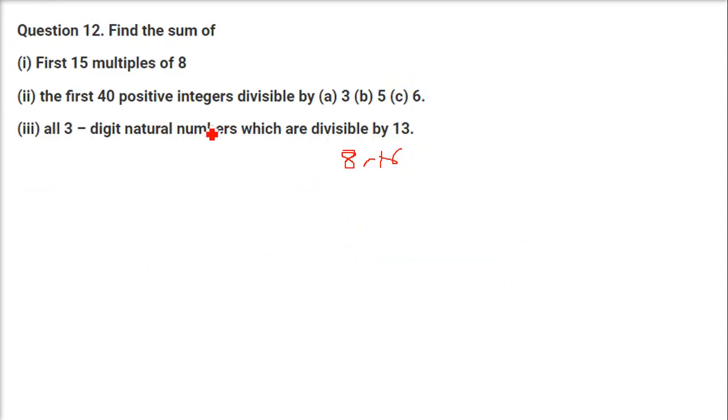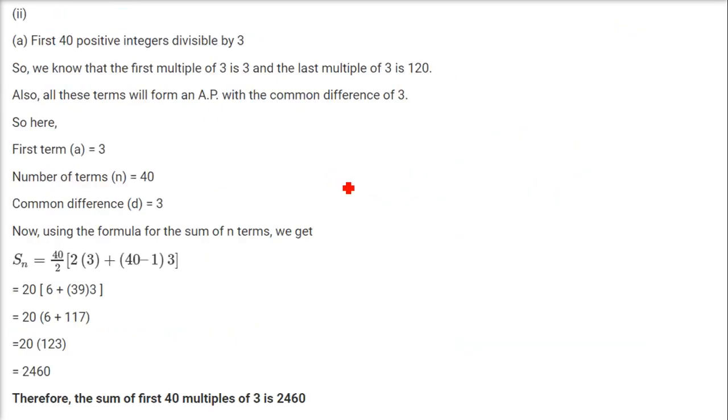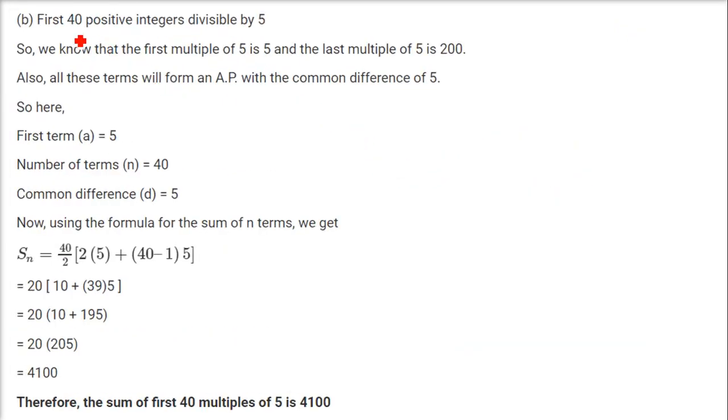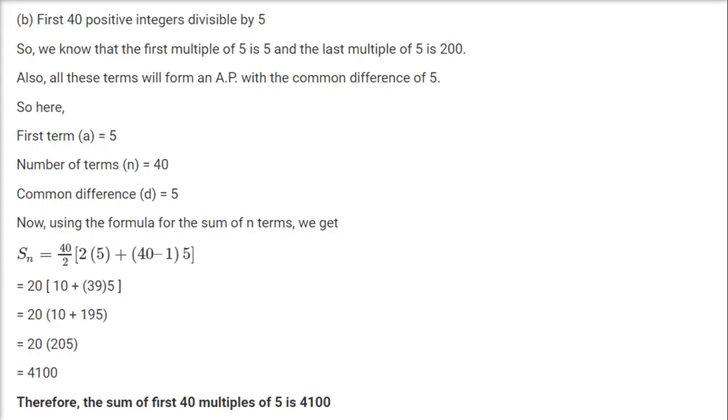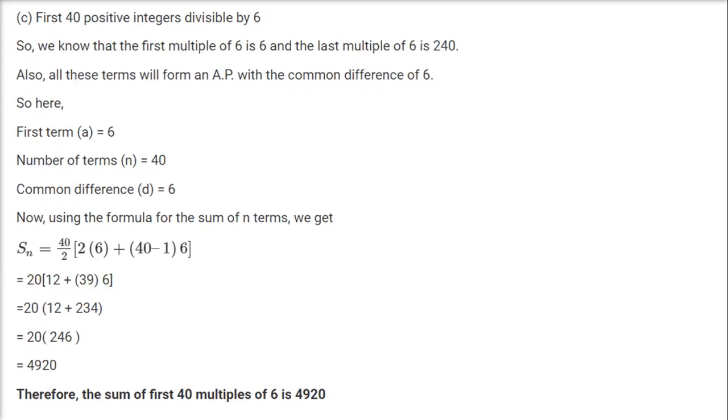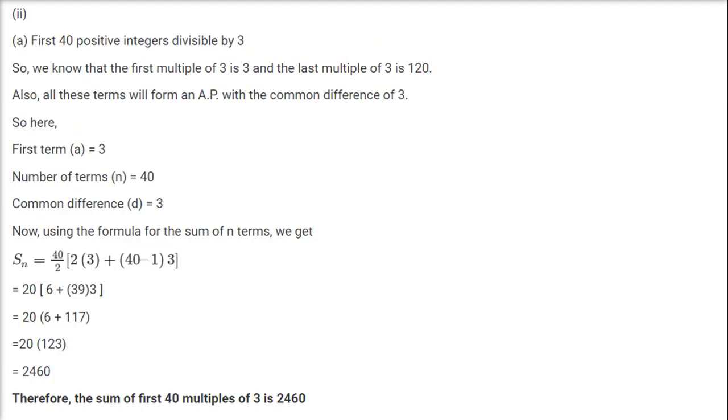Now let's go to the second one. The first 40 positive integers divisible by 3, 5 and 6. So I'll take one of these. And then the next one is all 3-digit natural numbers which are divisible by 13. So 40 positive integers divisible by 3, 40 positive integers divisible by 5 and 40 integers divisible by 6. So I will take the first one. I hope this is quite clear. So I'll take the first one so that you understand how to do the next one.